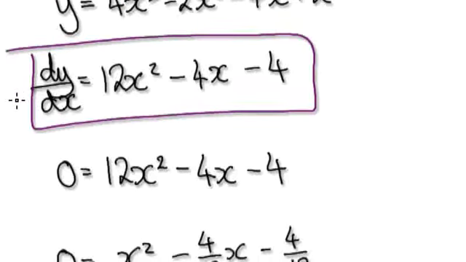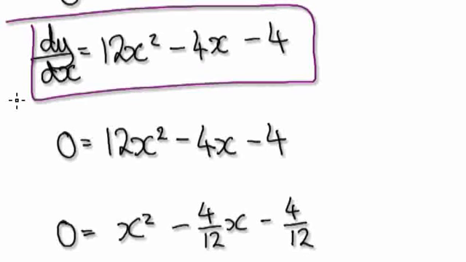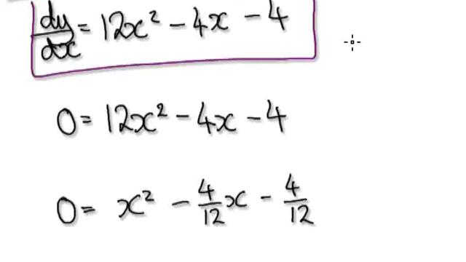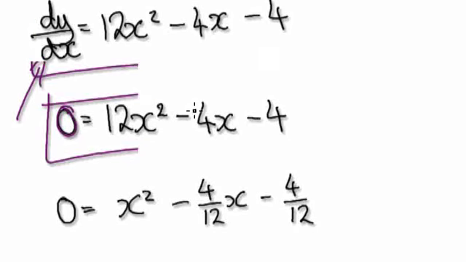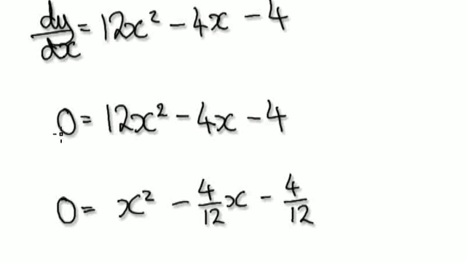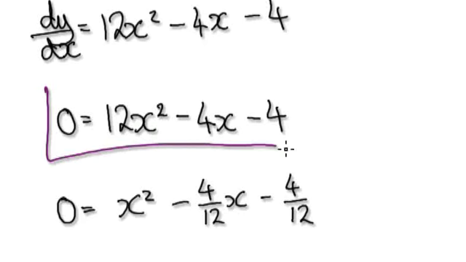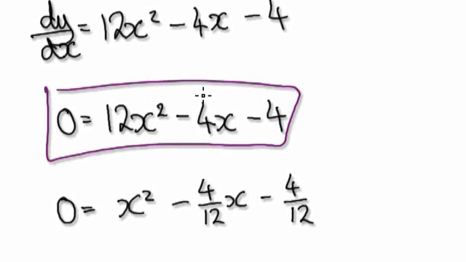Now you want to find out when dy by dx equals 0, meaning you want to find out when the gradient will be 0. So put 0 into dy by dx. You're trying to find out the values of x when the gradient will be 0. This here is a quadratic, so it's just a matter of solving this quadratic equation. By now, you should be able to solve quadratic equations by heart.